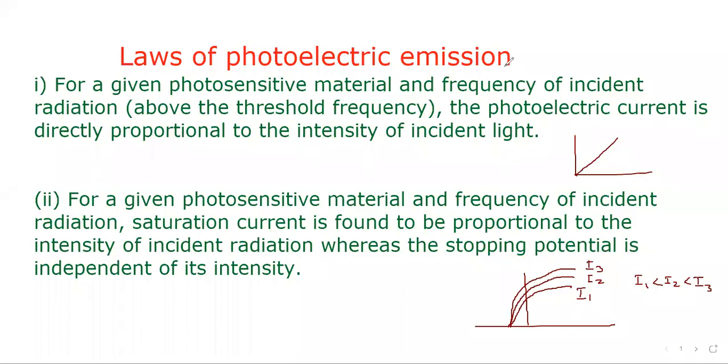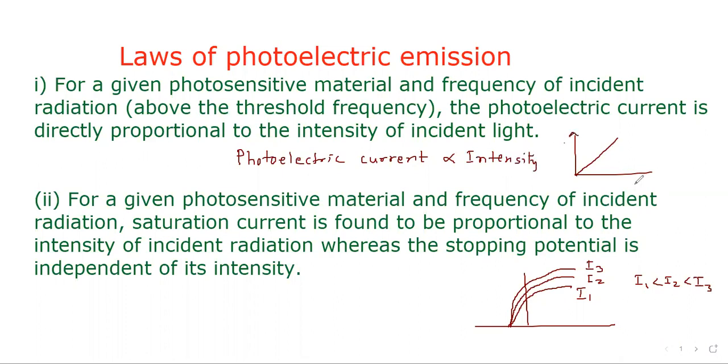Laws of photoelectric emission. For a given photosensitive material and frequency of incident radiation above the threshold frequency, the photoelectric current is directly proportional to the intensity of incident radiation. It means if this axis is photoelectric current and this is intensity, then we can say that photoelectric current is proportional to intensity.